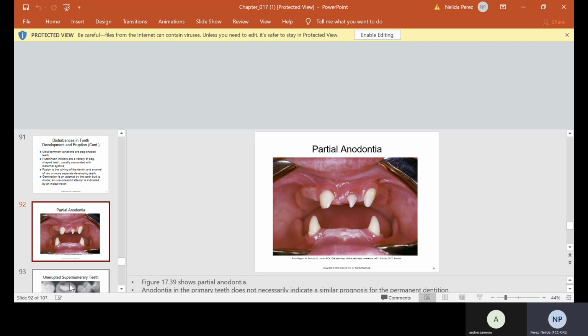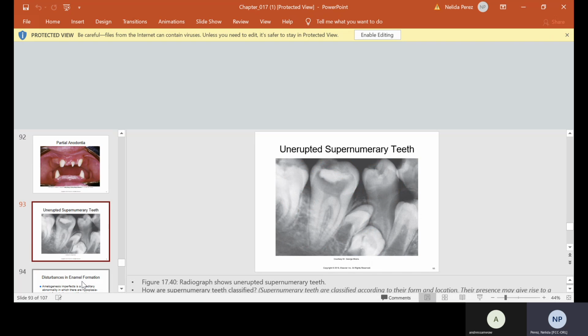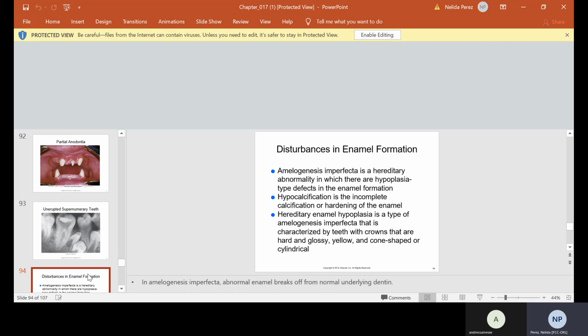Here's some partial anodontia. These are peg-shaped teeth. I know some of them look really sharp, but these right here are like a peg. Unerupted supernumerary teeth. So supernumerary means extra. So there's an extra tooth. Okay, and you can see this here. So there's an extra tooth.